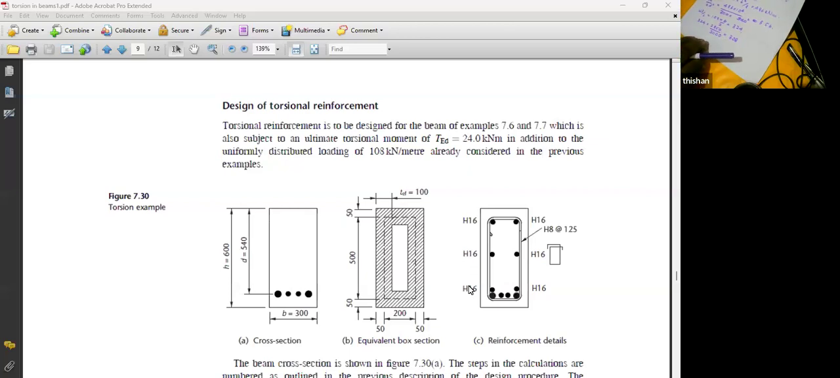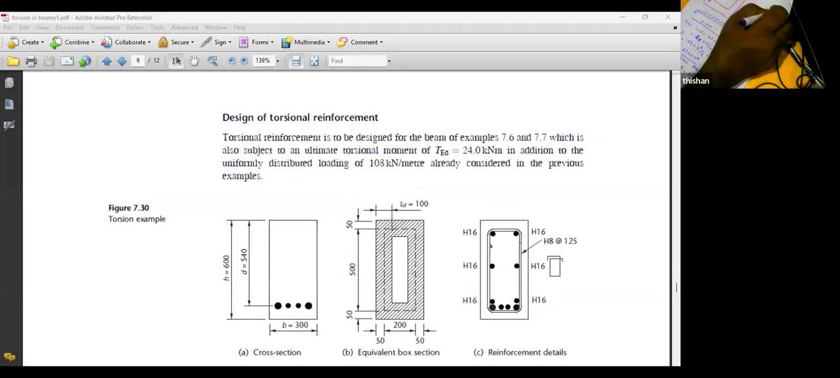So what is the first step? Now we have a solid section. We have to find the equivalent hollow section. So the first part is finding the equivalent hollow section. Number three. So how do we find the equivalent hollow section?